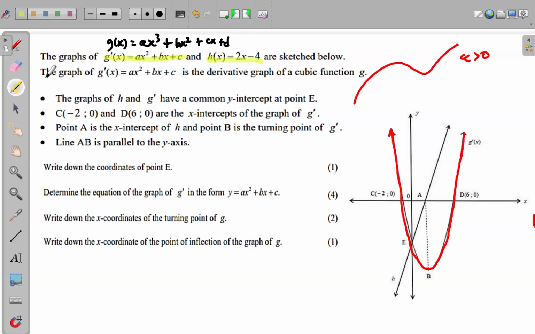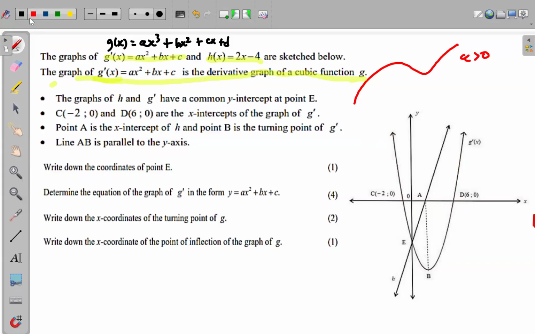Now, they are even telling you, in case you missed it, that the graph of g of x is the derivative of a cubic function g. Then furthermore, we are told that the graphs of h and the derivative have a common y-intercept at point E. This is a deliberate statement which you have to understand, because it does give you some key information.